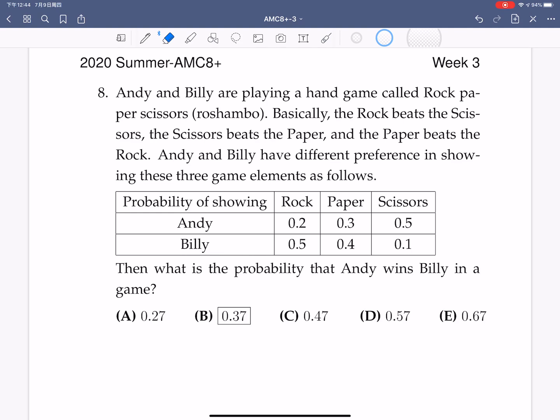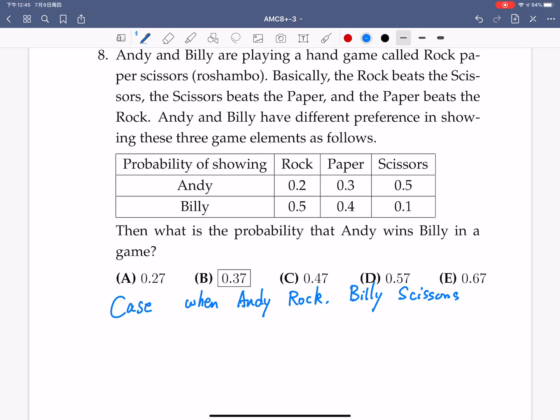So in order to compute the probability that Andy wins Billy, there are three cases. Case 1 is when Andy shows rock and Billy shows scissor. So this is the case. The probability for this case is the probability for Andy shows rock, 0.2, and for Billy to show scissor is 0.1. So altogether, it's 0.02. So that's case 1.